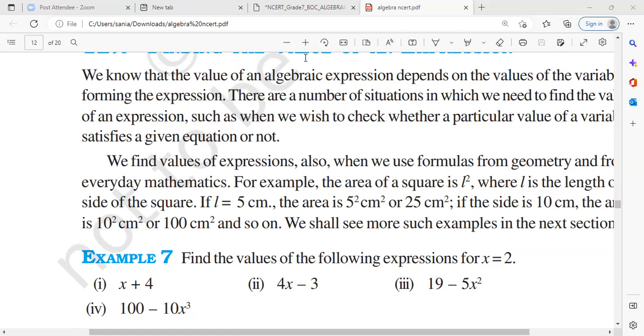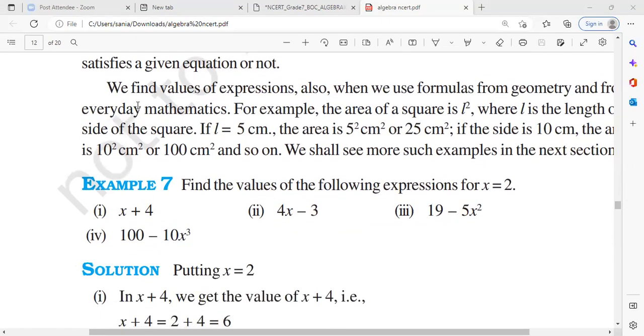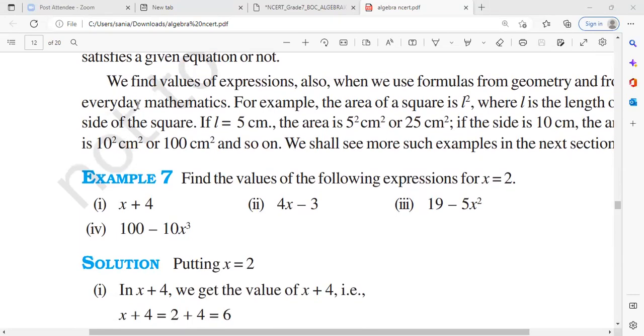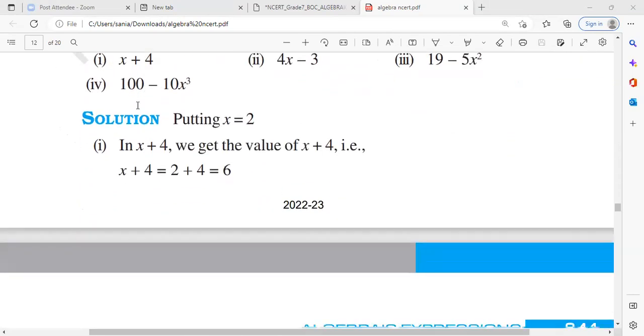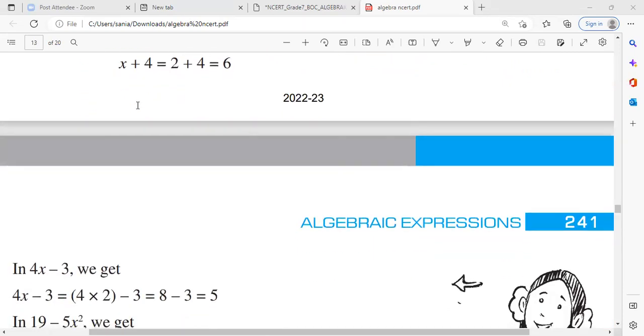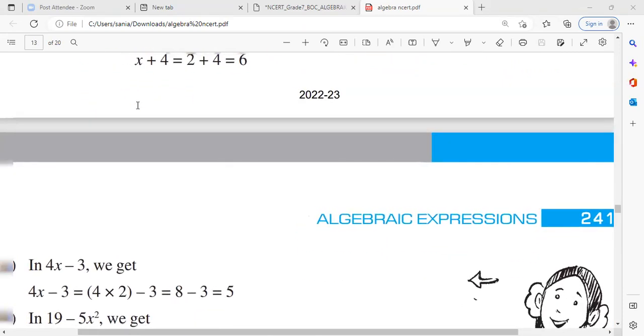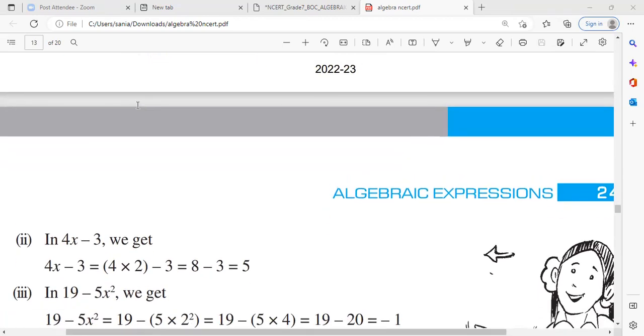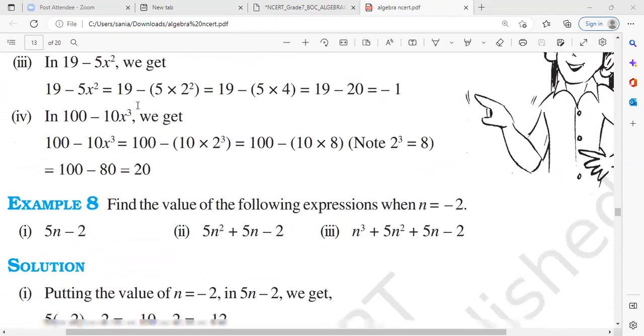Ma'am, done. Okay, Samya. So what you got? Ma'am, for the first part, I got 6. Okay. And ma'am, for the second part, I got 5. And ma'am, -1. And ma'am, 20. Very good.